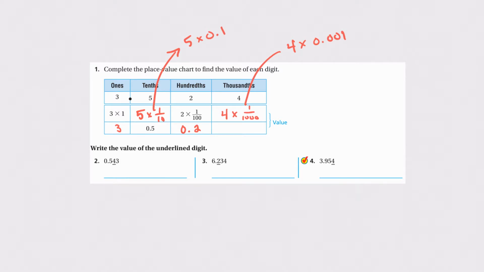Oh, I wrote that wrong. Let me go back. Occasionally, I make mistakes. Usually, I'm 100% perfect, but occasionally I do make mistakes.